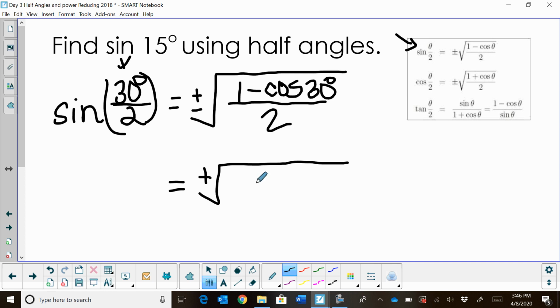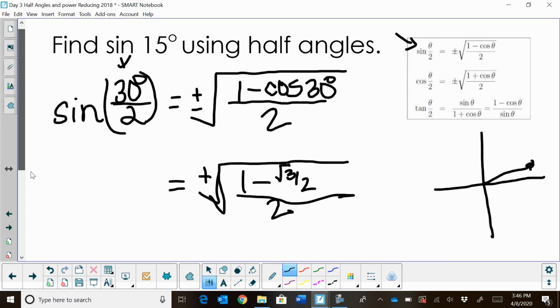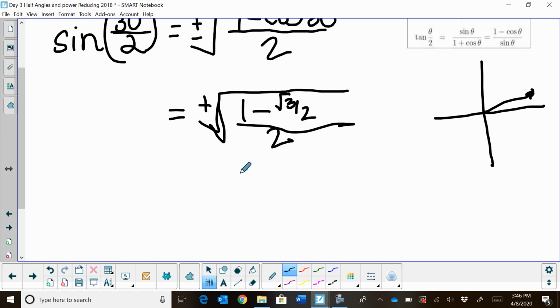Well, we know cosine of 30, we can evaluate that. That's on the unit circle in this very first position. That cosine is positive square root of 3 over 2, all over 2. And all this is still under the radical. So now let's just kind of clean this up. Okay, 1 we can rewrite as a common denominator with 2.